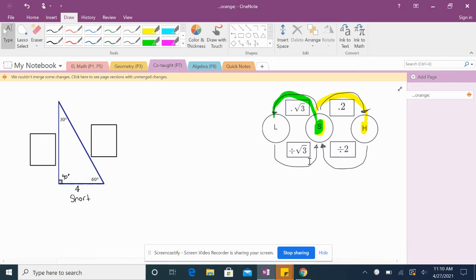To get the hypotenuse, I have to multiply by 2.